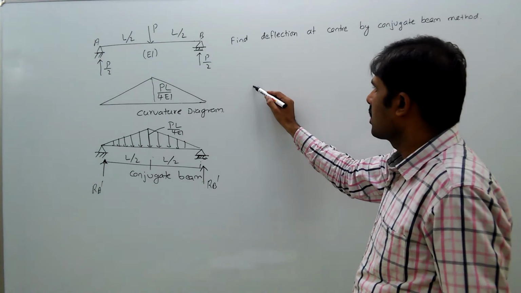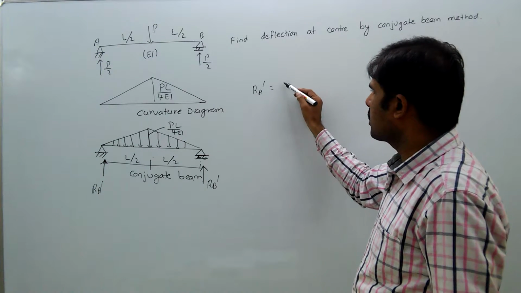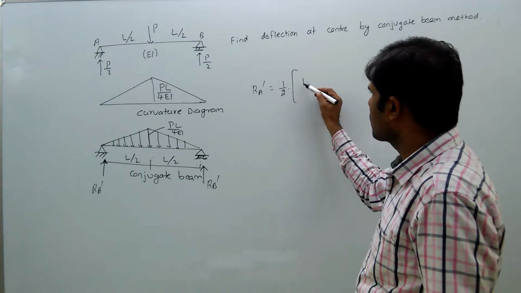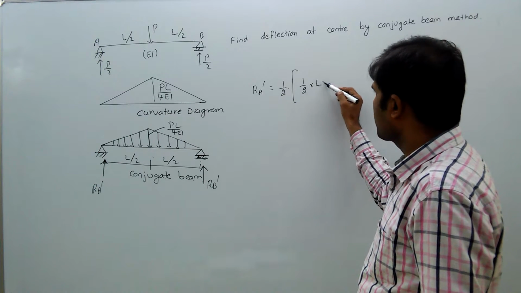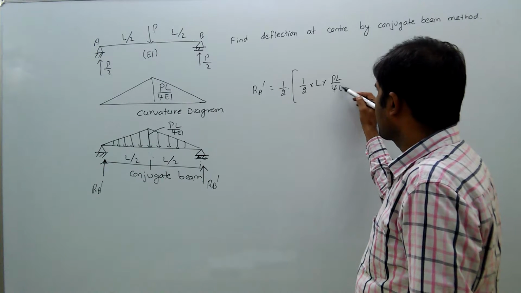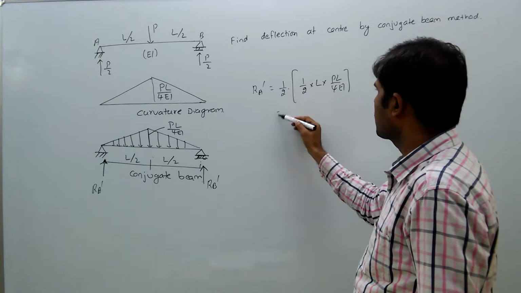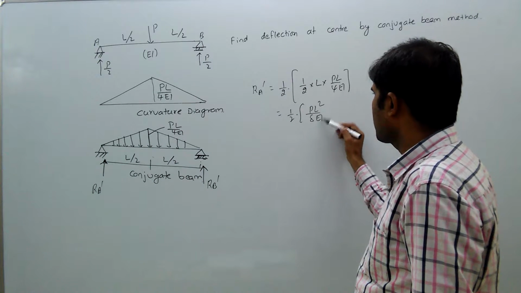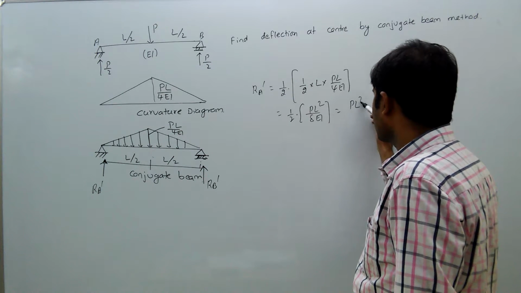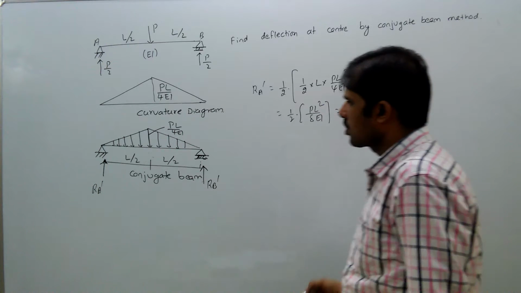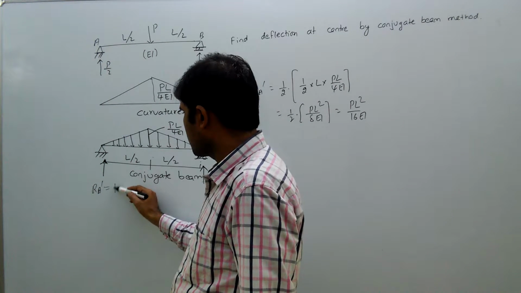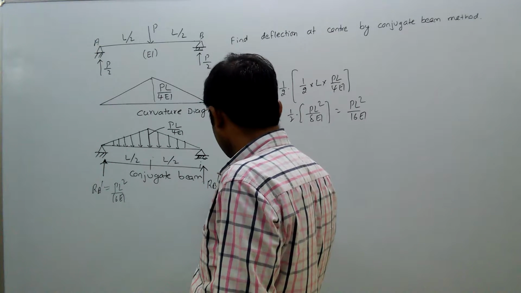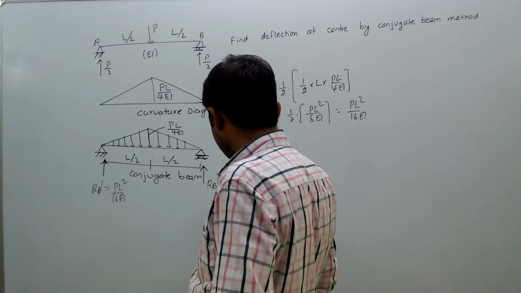Now RA dash equals half of the total load. Total load is half into L into PL by 4EI, that equals half into PL square by 4EI, that equals PL square by 16EI. So the support reactions in the conjugate beam are PL square by 16EI, here also PL square by 16EI.